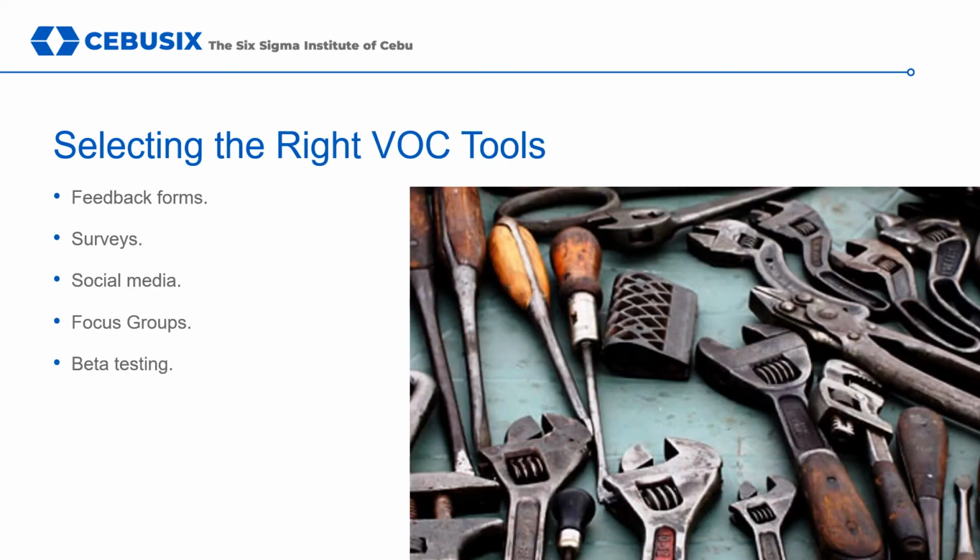Getting the right type of feedback and keeping costs and timelines within budget requires selecting the right VOC tool for your product. Some of the more common forms of voice of the customer tools include feedback forms, surveys, use of social media, the conduction of focus groups, and of course, beta testing, especially when the product is a digital one like a new game. Because each of these has their own specific pros and cons, we will discuss them in greater detail. In the Council for Six Sigma Certification Handbook, which you can download in the course description section, there is a table showcasing these tools.